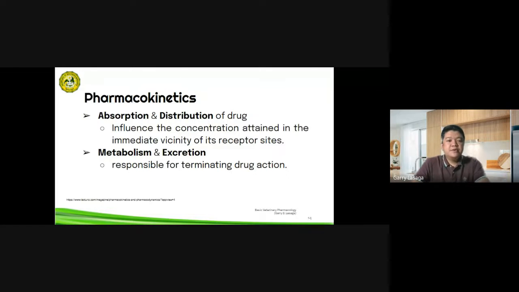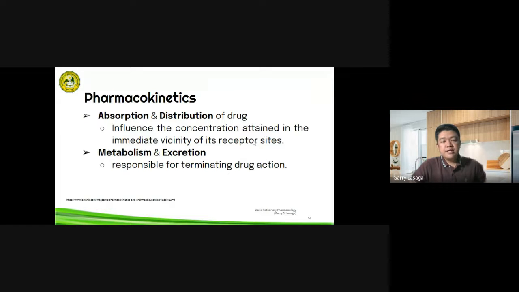So the components of pharmacokinetics are absorption, D for distribution, M for metabolism, and E for excretion. These two parameters, absorption and distribution, will influence the concentration attained in the immediate vicinity of the receptor sites. For example, when the drug is well absorbed and well distributed in the body, there will be more drug available in the blood to act on the receptors.